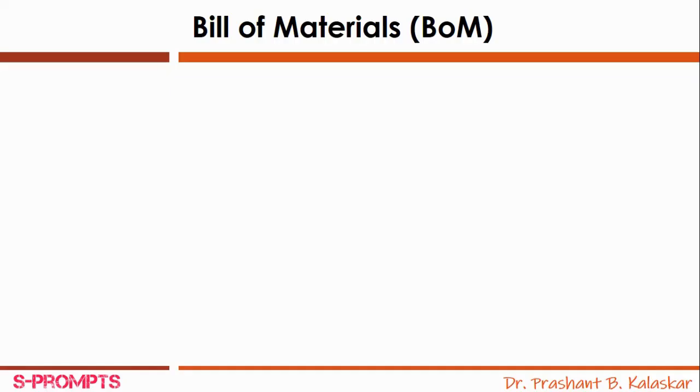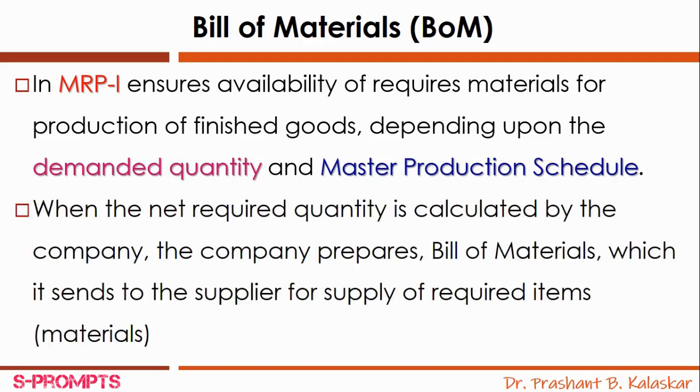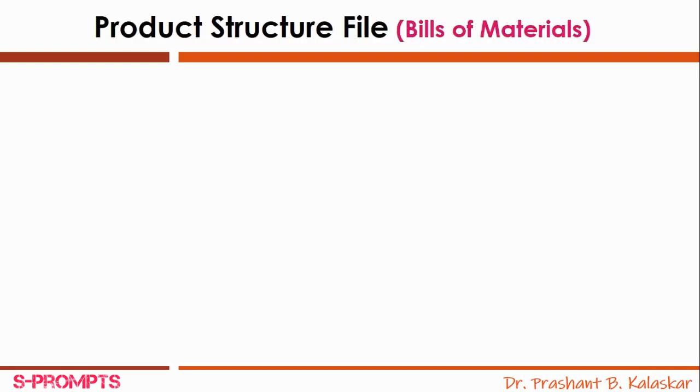As we know, the master production schedule informs on the schedule of production quantities on each day, based on which MRP1 generates gross requirement of materials. Depending upon the on-hand quantity of materials, the net requirement of materials matching the scheduled production quantity is calculated. Then the organization prepares a bill of material which is sent to the raw material supplier.